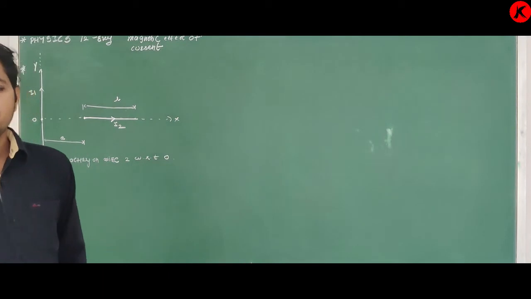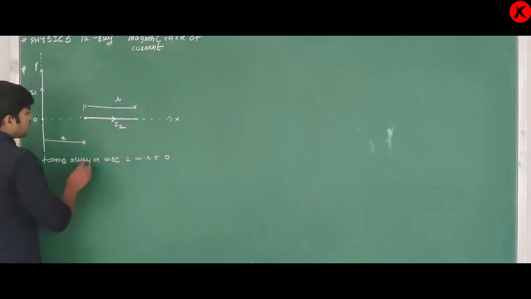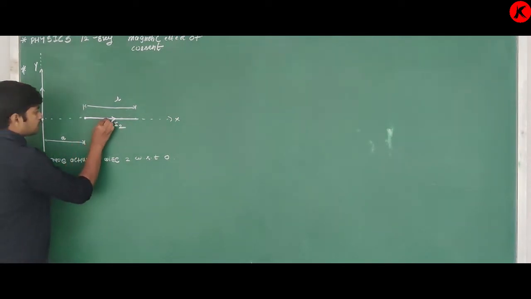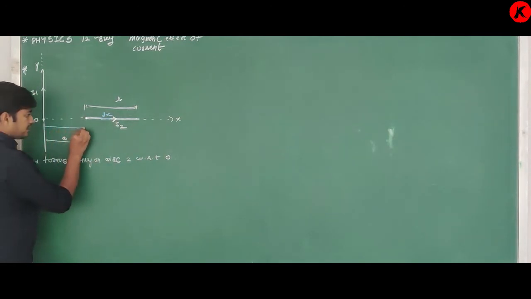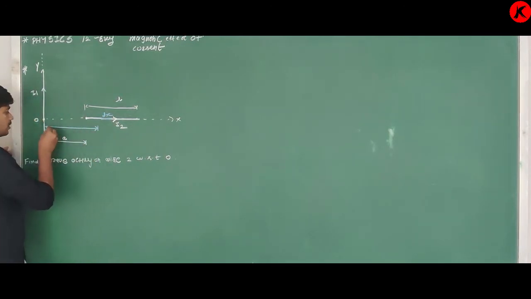So which method do we have to adopt? Yes, we will take the method of integration. For that, I am first of all assuming that this wire is made up of a number of elements. From that I take one element of length dx at distance x from origin.